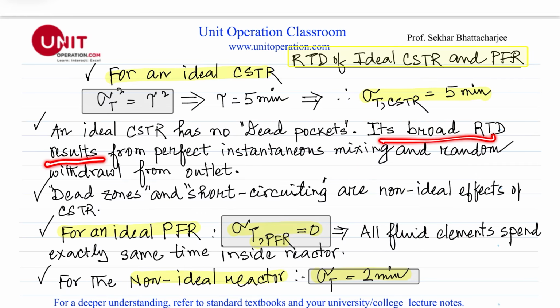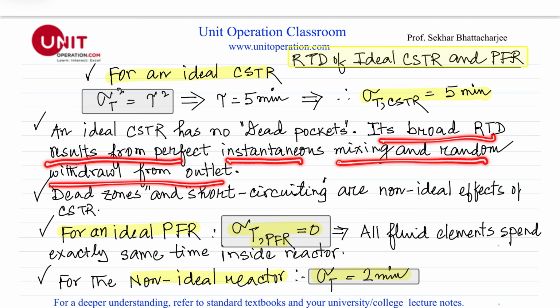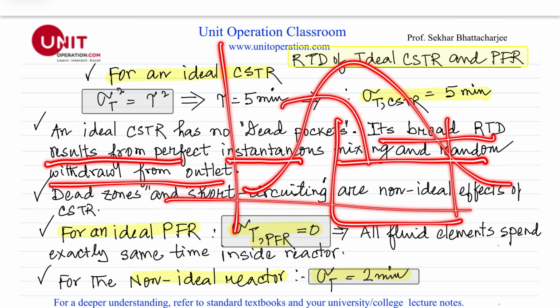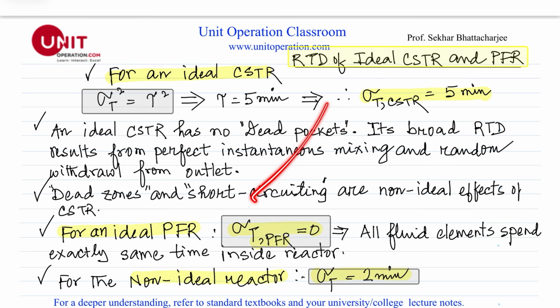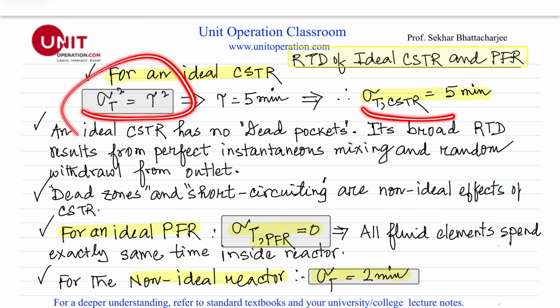Its broad RTD results from perfect instantaneous mixing and continuous withdrawal of the product. So it has a broad RTD, and the variance is tau squared, which is 25 minutes squared, for an ideal CSTR. Okay.